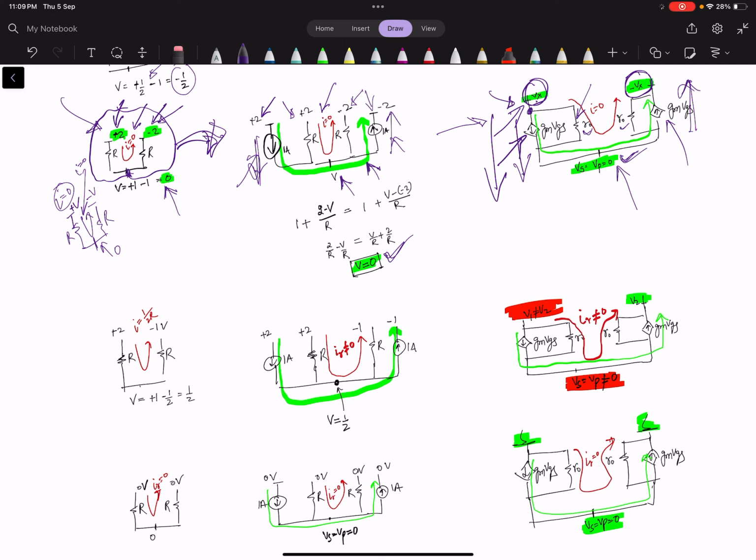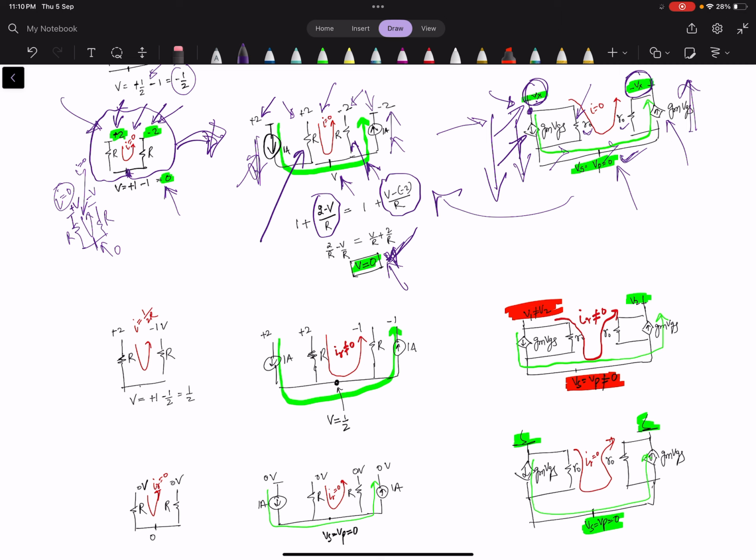Because if you apply the KCL here, you will get 0 volt, because both these currents are the same, that will be cancelled, and the current through this resistance, if you see here, is 2 minus V upon R, and here minus 2 V, so V minus 2 upon R. So if you apply the KCL and solve this, your voltage will be 0.